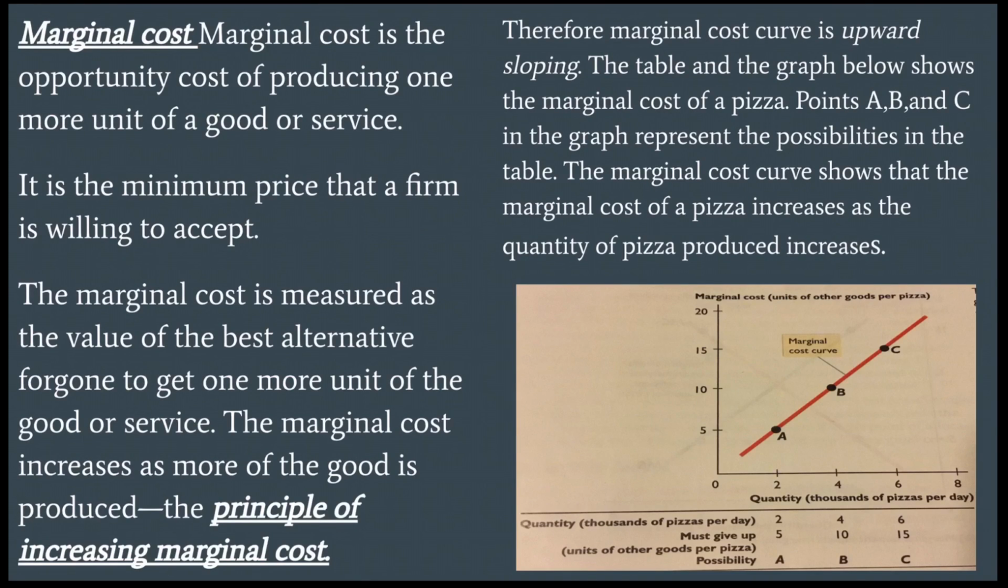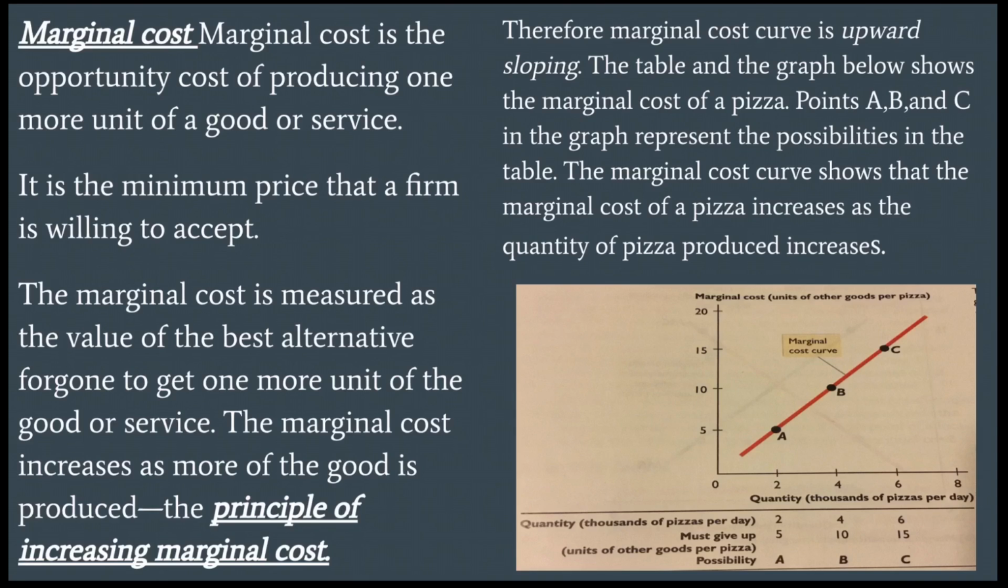Marginal cost. Marginal cost is the opportunity cost of producing one more unit of a service or good. It is the minimum price that a firm is willing to accept. The marginal cost is measured as the value of the best alternative forgone to get one more unit of the good or service. The marginal cost increases as more of the good is produced, the principle of increasing marginal cost. Therefore, the marginal cost curve is upward sloping.